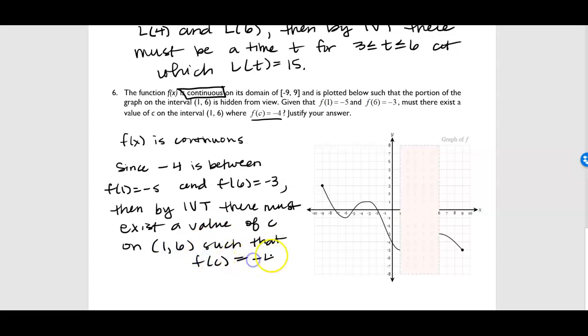So on Delta Math, you're going to have drop-down menus to choose these options, but that in general is what it's going to look like.